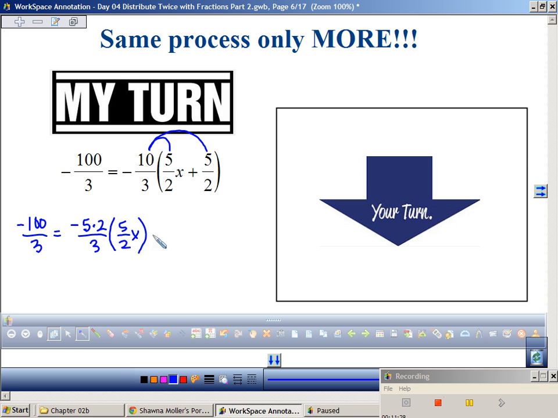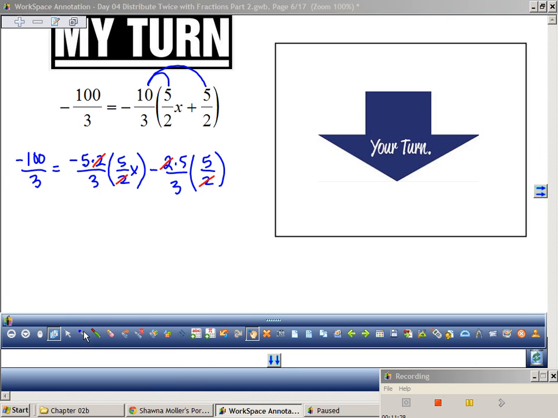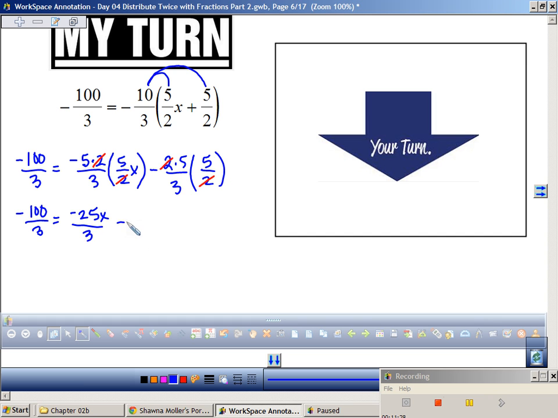I still have a negative sign here, so it's going to be negative. I'm going to break it up again, factor it, multiply it by 5 divided by 2. So now my 2's go away, my 2's go away here. Let's figure out what we're left with. I've got negative 100 thirds equals negative 25x over 3 minus 25 over 3. Correct?